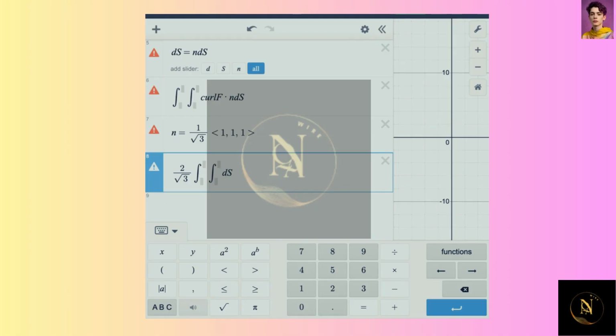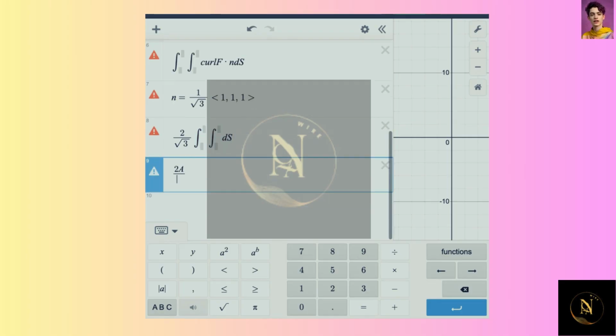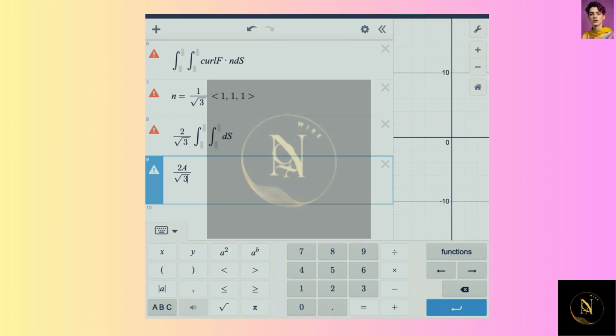Since we know that this right here is the area inside the loop C, we can just call it A. So that tells us that this whole thing will be equal to 2A over the square root of 3, and that will be our final answer. And A would be the region enclosed by the smooth curve C.